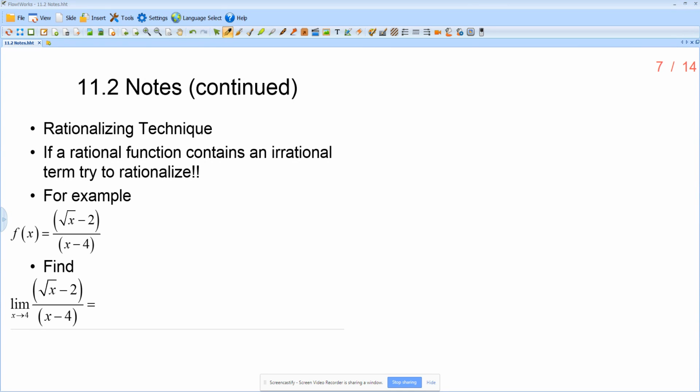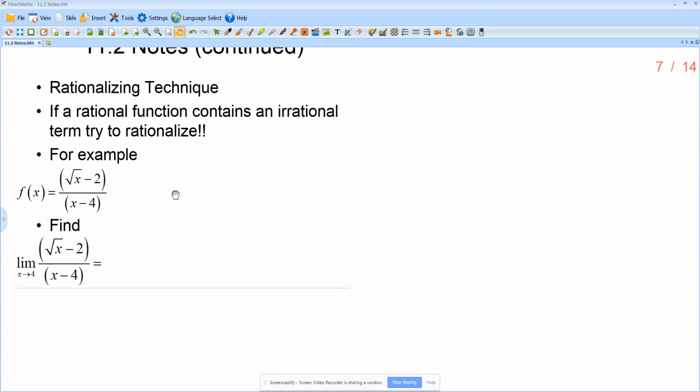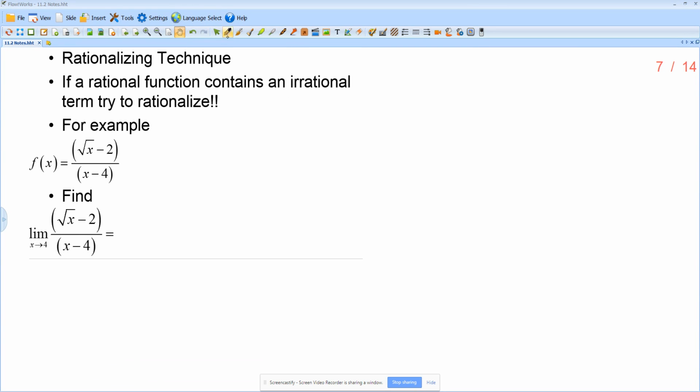So for example, if I have f of x equals root x minus 2 over x minus 4, and then I try and take the limit as x goes to positive 4, first substitute that in. Square root of 4 is 2, minus 2 is 0. 4 minus 4 is 0. So I have the indeterminate form. Now, there's no common factor here necessarily. So what I'm going to do is rationalize this.